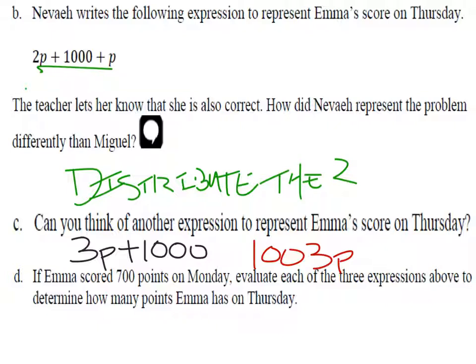So what you're thinking of is solving an equation. We're not there yet. What do you combine the 1,000? Well, 3p plus 1,000 is 1,003p, right? Not 100. It's just like that.